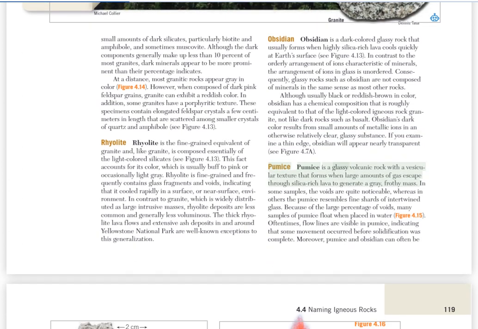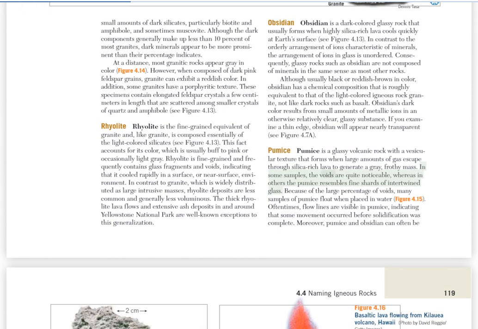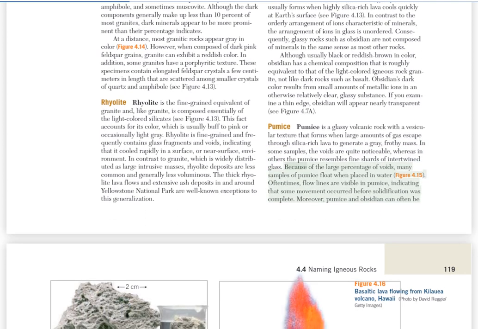Pumice. Pumice is a glassy volcanic rock with a vesicular texture that forms when large amounts of gas escape through silica-rich lava to generate a gray, frothy mass. In some samples, the voids are quite noticeable, whereas in others the pumice resembles fine shards of intertwined glass. Because of the large percentage of voids, many samples of pumice float when placed in water. Oftentimes, flow lines are visible in pumice, indicating that some movement occurred before solidification was complete.